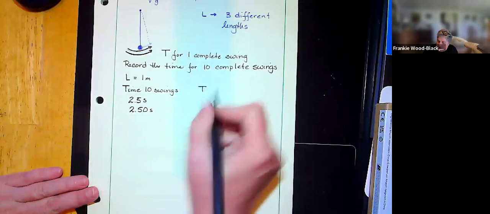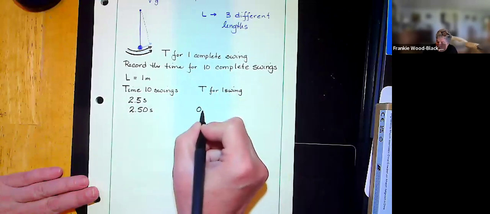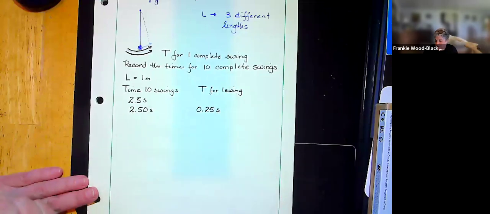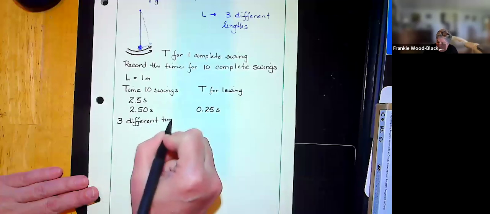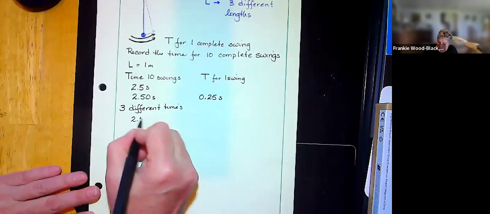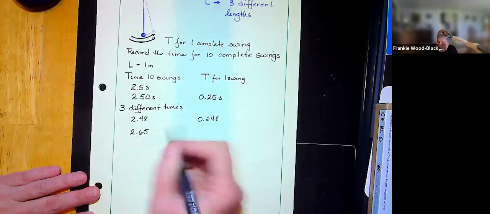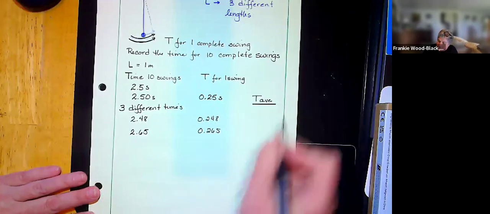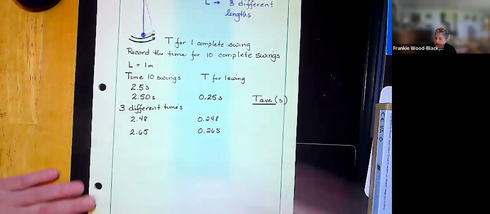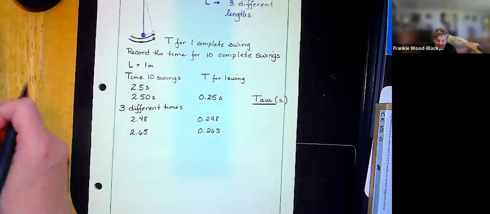Then you're going to come up with the time for 1 swing. So you're going to take that number and divide by 10. So this would become 0.250 seconds. You're going to do that 3 different times. So you might get 2.48, and that becomes 0.248, and then you might get 2.65, and that becomes 0.265, and you're going to get an average period. And this is going to be in seconds. So you'll take those 3 and divide by 3, and that'll give you an average.